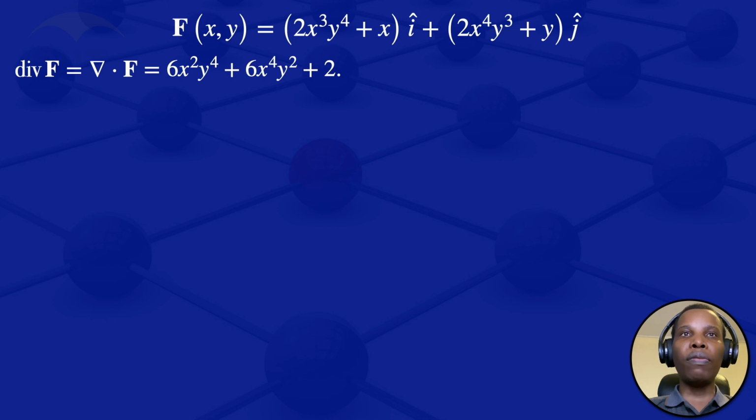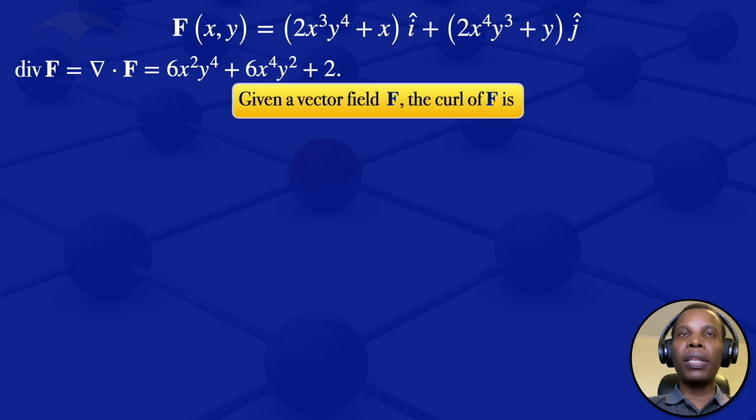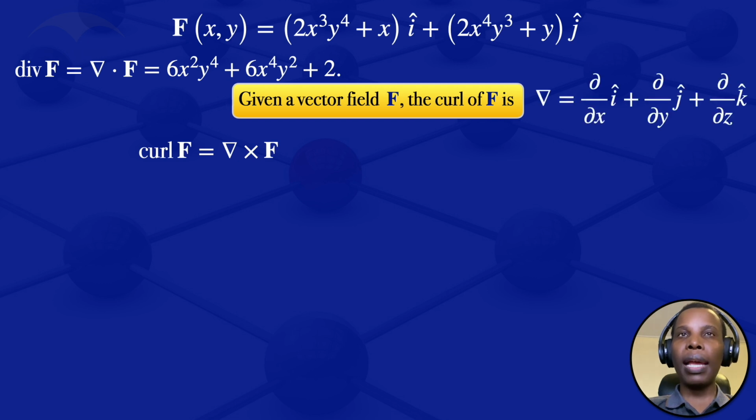I now move on to finding the curl of the given vector field. Given a vector field F, the curl of that vector field by definition is the cross product of grad and F. When you are now taking the cross product, the grad that we would use is the three-dimensional one, just because when you need to take the determinant, we take the determinant of a square matrix. So for us to make a square matrix, we would have to use the grad which has the k. So our grad equals the partial derivative with respect to x i plus the partial derivative with respect to y j plus the partial derivative with respect to z k.